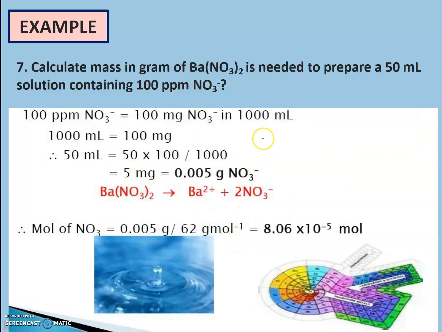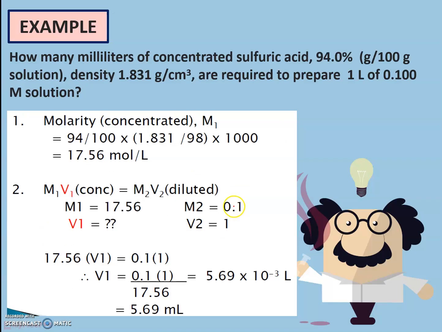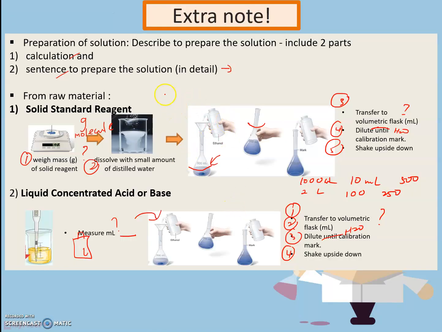Okay, so ada dua lah. Kalau solid ada dua, satu daripada ion, satu daripada molekul. Tapi gram yang kita cari adalah gram molekul last kali. Okay, so don't confuse.